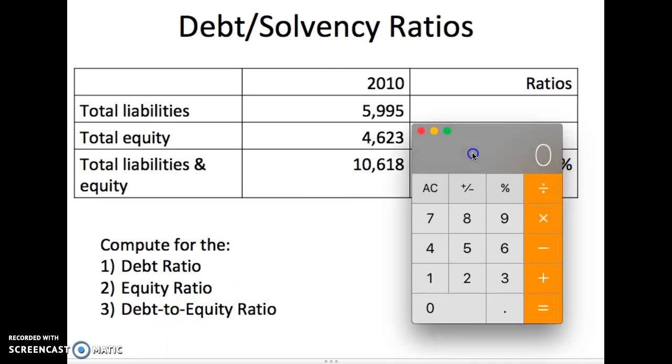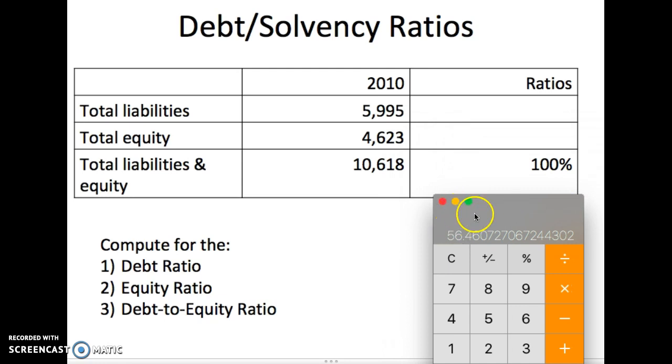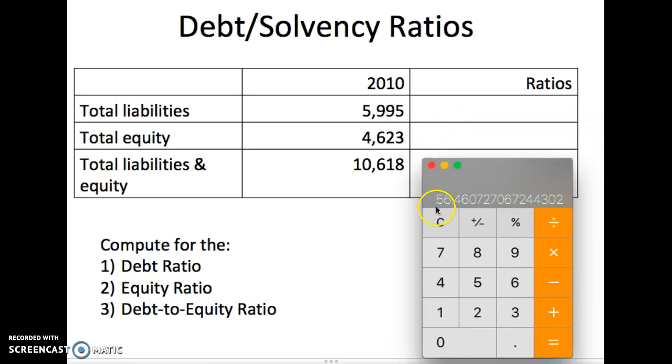Okay, ta-da! And to compute for debt ratio, we look at the peso value of your total liabilities, total debt, divided by your total assets or total liabilities and equity, 10,618. Convert it into a percentage times 100. Okay. That'll mean that this company is funded by debt about 56.46% of your total assets would be funded by debt.